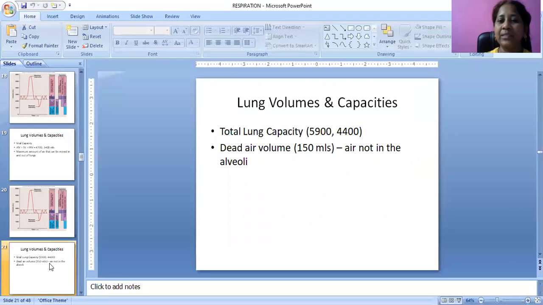Total lung capacity is 5900 and 4400. Dead air volume will be 150 ml. It is air not in alveoli.